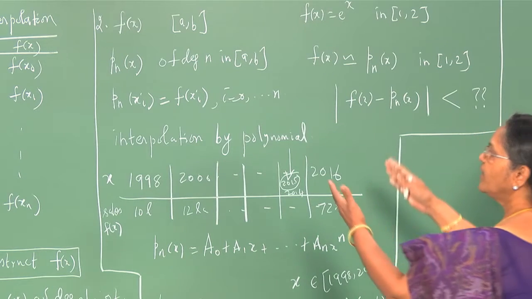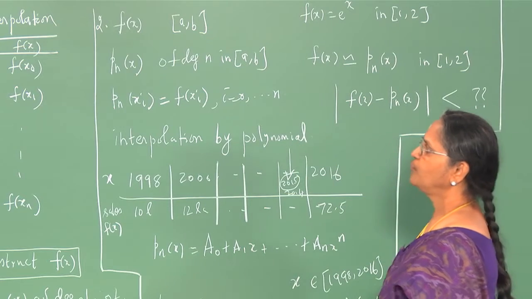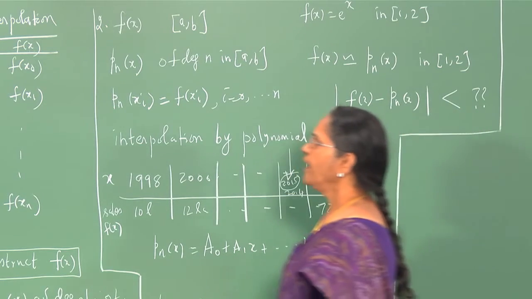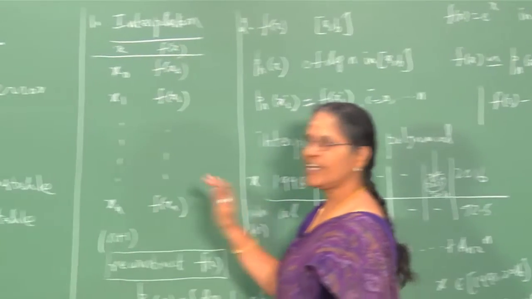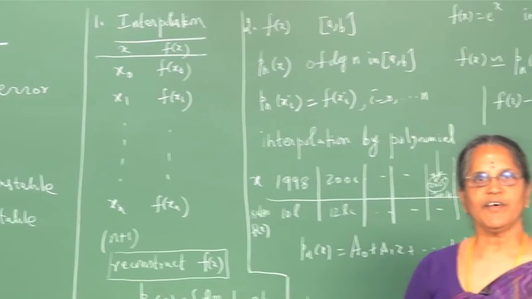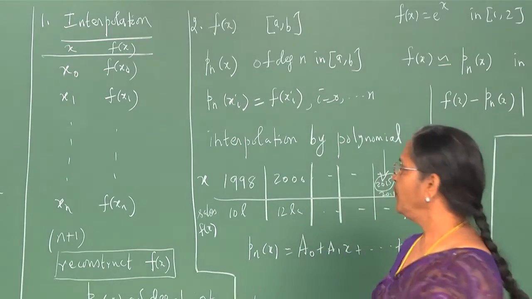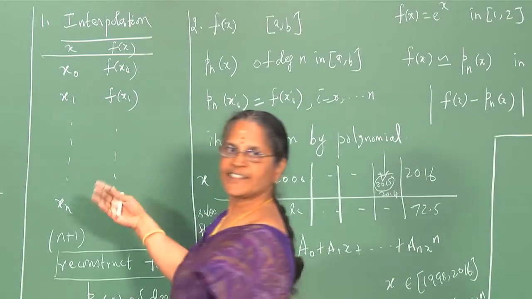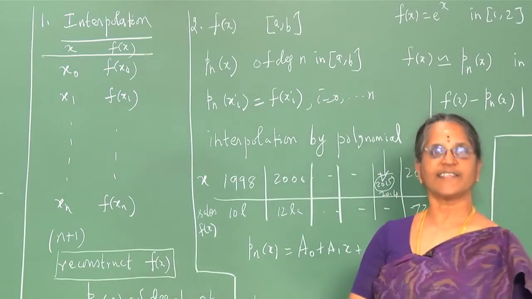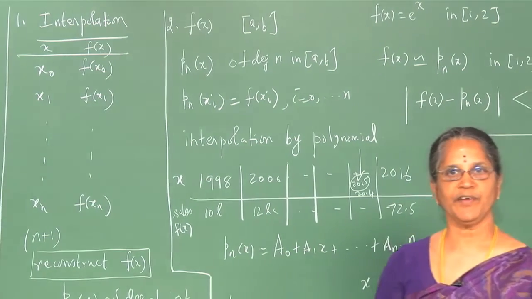Now, once we have constructed an interpolation polynomial, the natural question that comes to our mind is: given a set of information like this, will I be able to get some information about the derivative of this function at any x which lies between x naught and xn? That is a question. Or the second derivative, the higher order derivatives, will I be able to get some information about them?